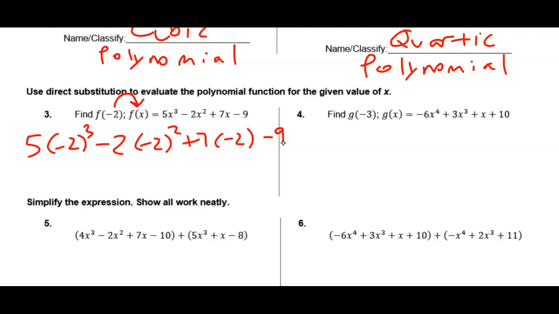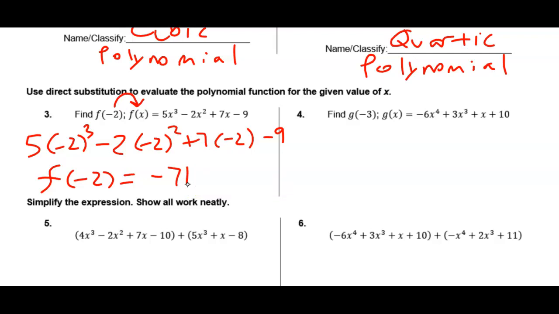Okay. Minus 2, -2 squared, plus 7, -2, minus 9. So f of -2 equals -71. That's what I got.